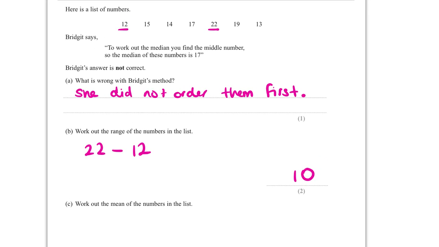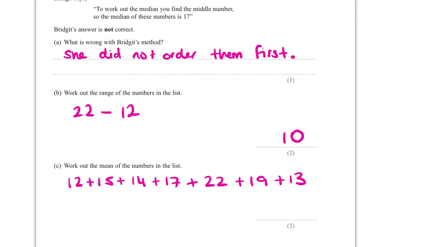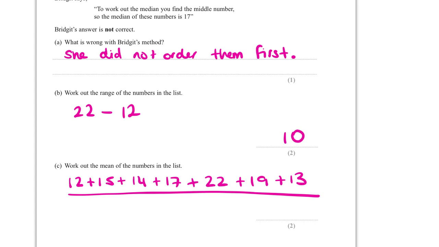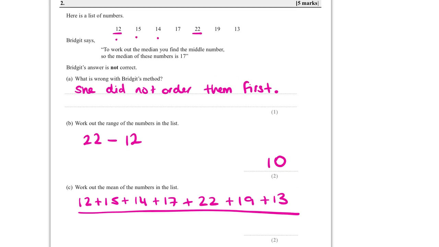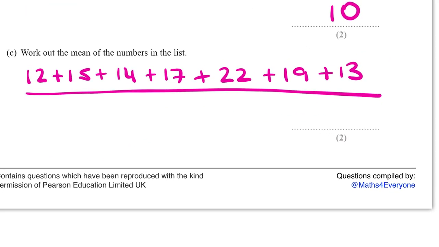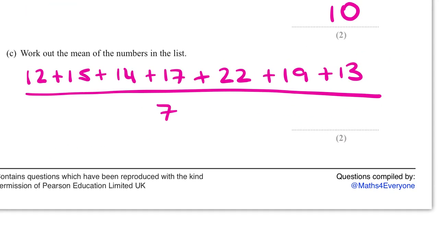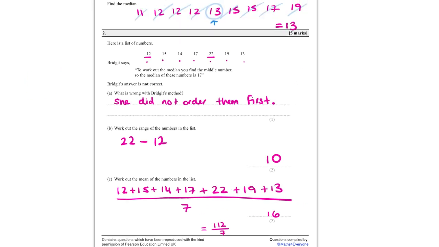Now how do I work out the mean? You add all of the numbers. I'm going to add them all up: 12 plus 15 plus 14 plus 17 plus 22 plus 19 plus 13, and I'm going to divide by how many numbers there are. 1, 2, 3, 4, 5, 6, 7. So I'm going to divide this by 7. I get 112 divided by 7, which is 16, and that's our final answer.